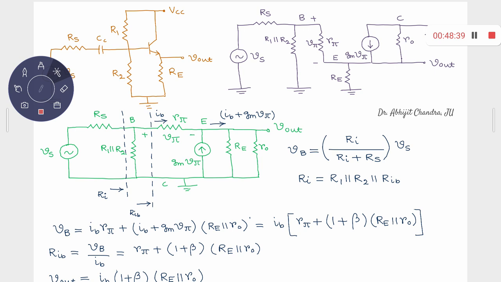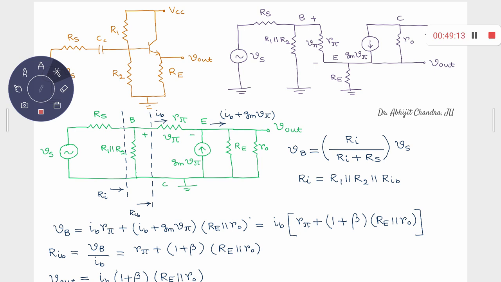Right. So Ri is nothing but RiB parallel R1 parallel R2. And if I call the source voltage Vs, fine, but this voltage is not Vs because there is a drop. What is that drop? How to find out? Suppose this voltage is Vb, the base voltage. If this resistance is Ri, and I have Rs there, then Ri upon Ri plus Rs into Vs is equal to Vb, right?